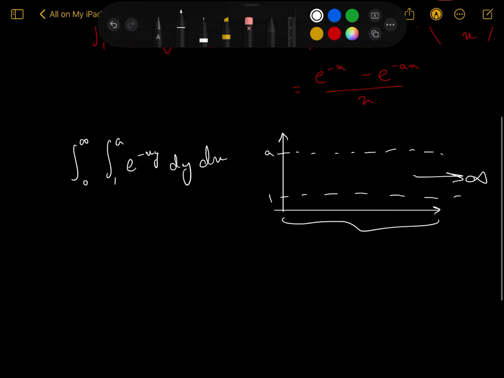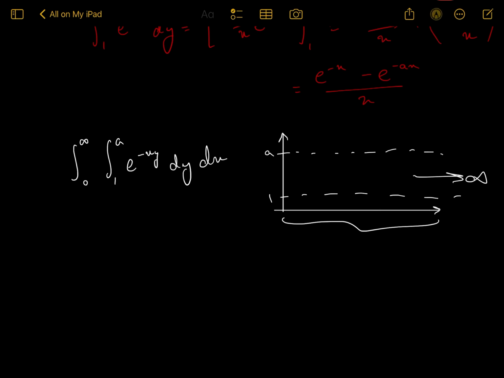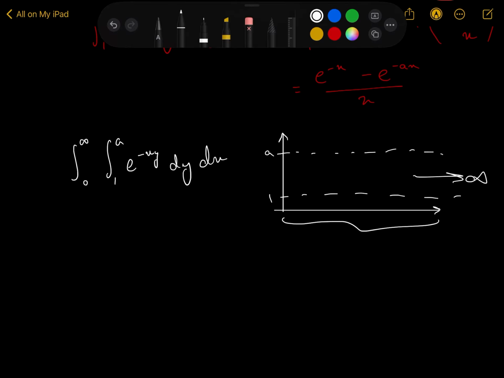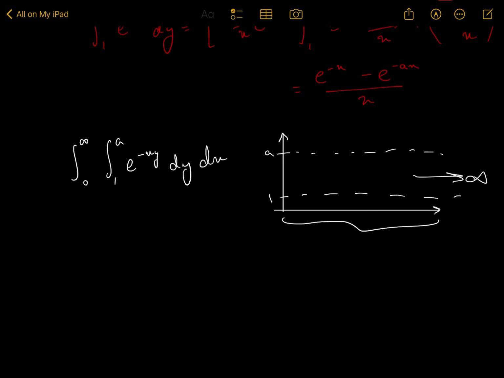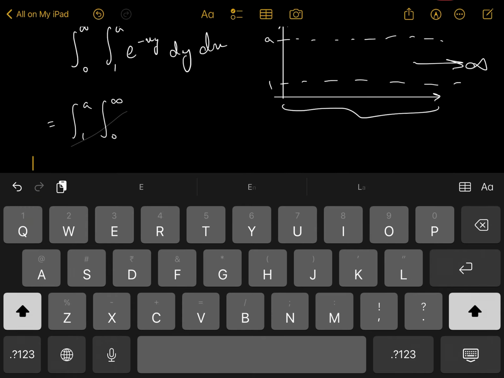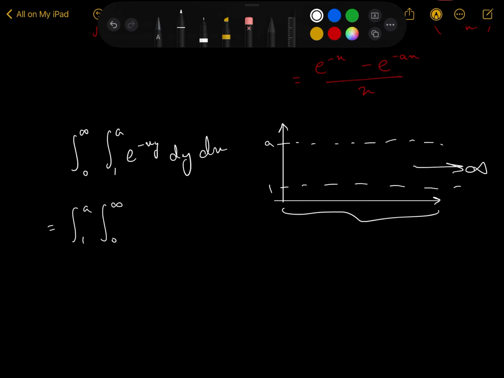And so if we want to swap our bounds, then it's actually quite simple, because we don't really need to change much. We can just go 1 to a, 0 to infinity, and e to the minus xy dx dy.